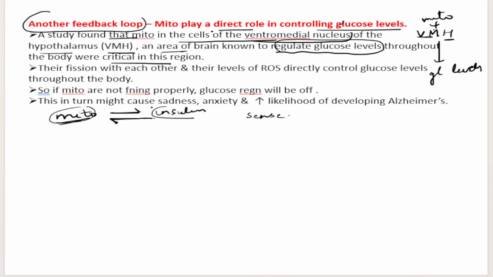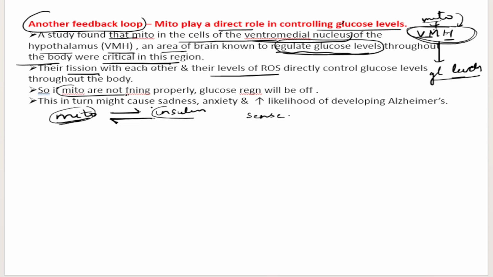This study found that mitochondria in the cells of the ventromedial nucleus of the hypothalamus, an area of the brain known to regulate glucose levels throughout the body, were critical in this region. So these cells are actually regulating the glucose levels. And how are the glucose levels being regulated? By means of the mitochondria in these cells. Now the fission of these mitochondria with each other and their levels of reactive oxygen species are directly controlling the glucose levels throughout the body.